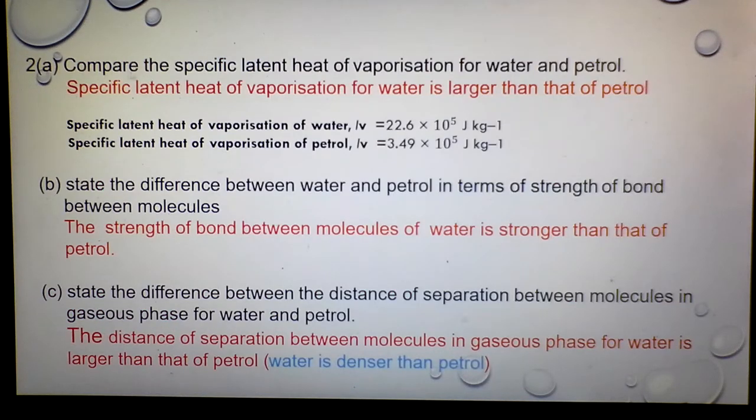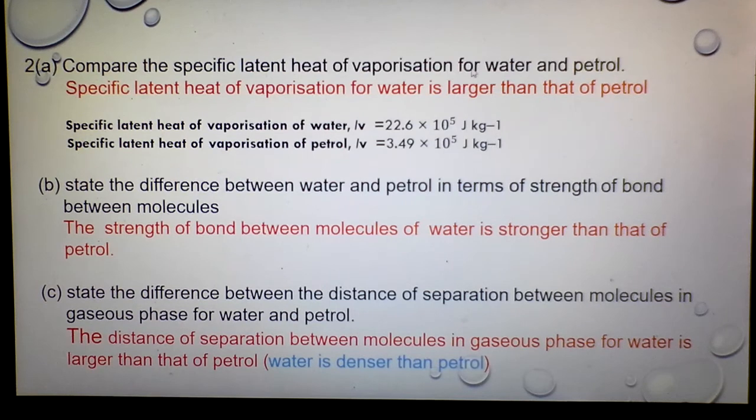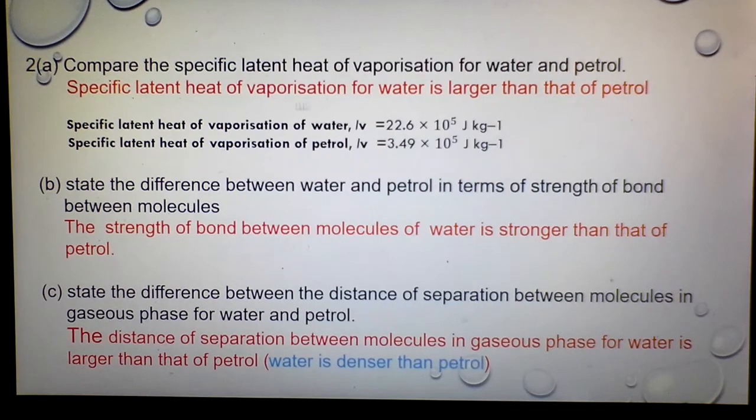Number 2, compare the specific latent heat of vaporization of water and petrol. Same thing, you just compare the values. Specific latent heat of vaporization for water is larger than that of petrol. Then state the difference between water and petrol in terms of strength of bond between molecules. The strength of bond between molecules of water is stronger than that of petrol.